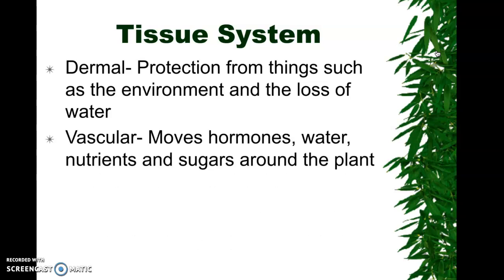Then we have vascular. Vascular is like the vascular system in the human body. It's all of the veins and arteries inside. It's the same for plants. They have a vascular system inside that moves around hormones, water, nutrients and sugars. That helps move things around the plant, just like our veins and arteries move our blood around our body. So they have both types.